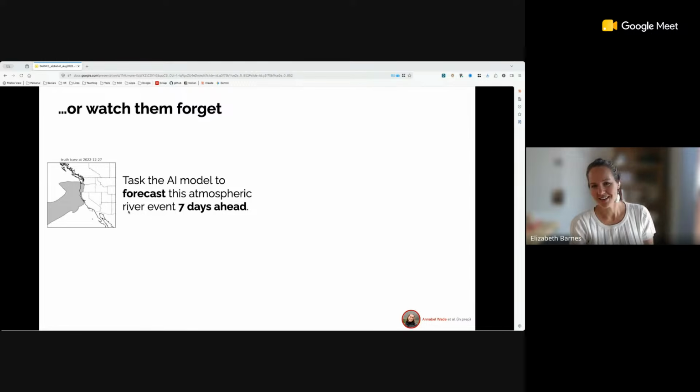So we've tested, this is with FourCastNet version 2, out of NVIDIA. We tasked the AI model to forecast this atmospheric river, an event along the west coast of the US from 2022, 7 days ahead. So a 7-day forecast. And this is the truth. This is the target that we're aiming for.